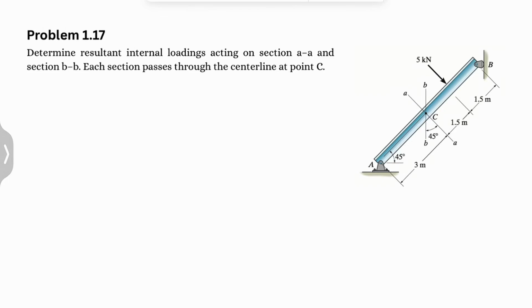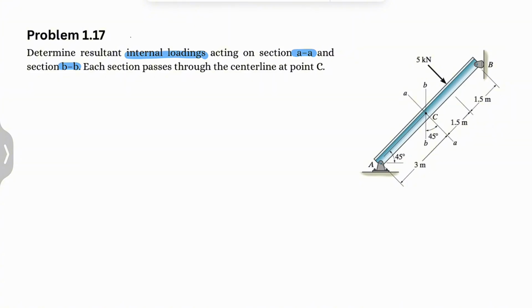Alright guys, welcome back. We have another question from the first chapter of Mechanics of Materials by Hibbeler, and we need to determine the resultant internal loadings acting on section AA and section BB. Each section passes through the center line at point C.